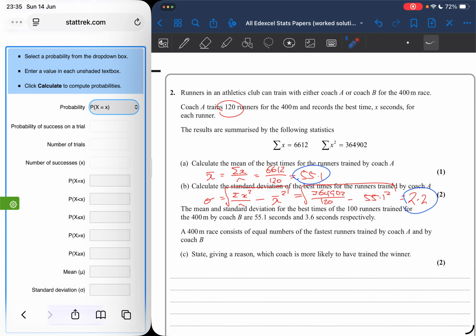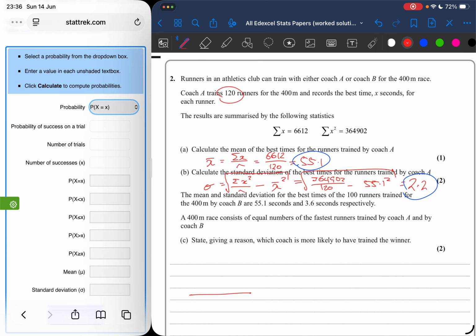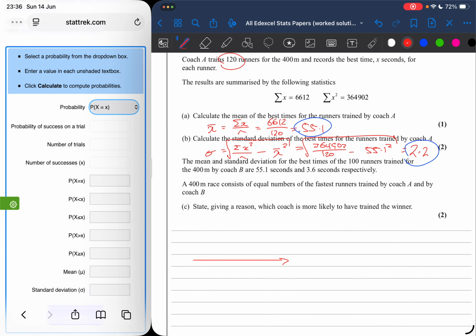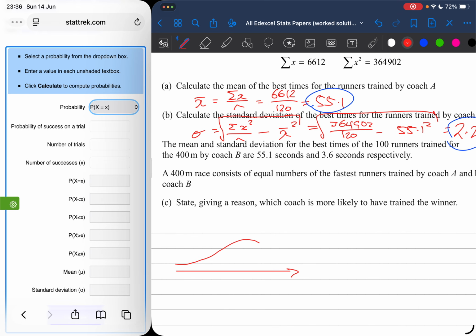Beautiful. Let's keep going. The mean and standard deviation for the best times of the 100 runners trained for the 400 meters by Coach B are 55.1, the same, and 3.6 seconds, so more spread out. A 400-meter race consists of equal numbers of the fastest runners trained by Coach A and B. State, giving a reason, which coach is more likely to train the winner. Okay, so this is about the spread, yeah? They have the same mean. So when we go to draw them, one of them is going to have that sort of spread. I'll actually draw a bigger line underneath, a bigger one there. This is obviously time, yeah?